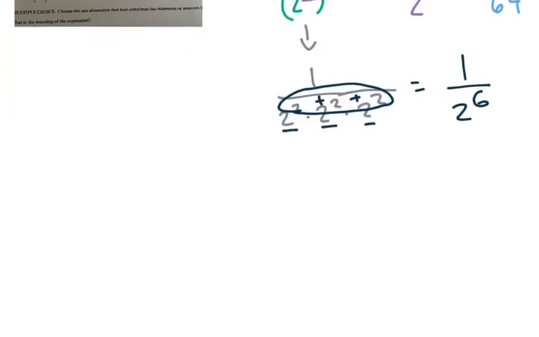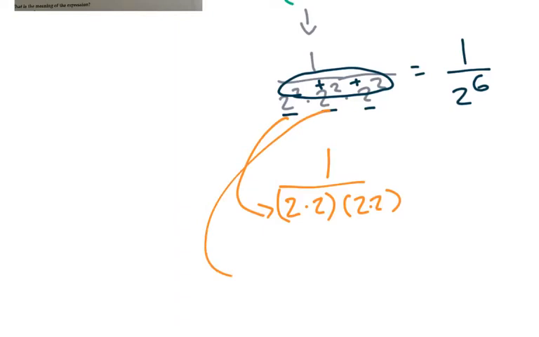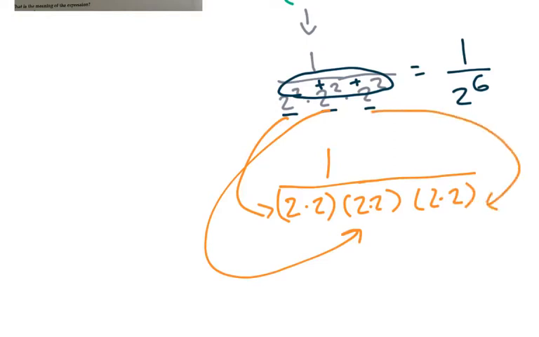Or you could even go as far as to say, what is 2 squared? Well, 2 squared is 2 times 2. So now we have 1 over 2 times 2, right? That's for this one here. 2 times 2, that's this one here. And 2 times 2, that's that one there. Okay? So that gives me the answer. Again, 1 over 2 to the 6, or 1 over 64. So hopefully that makes sense.